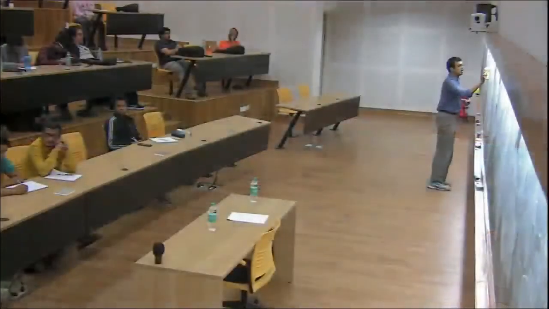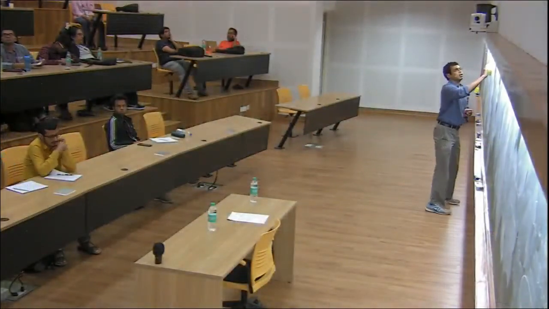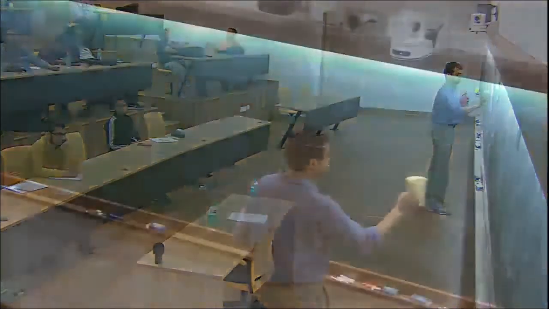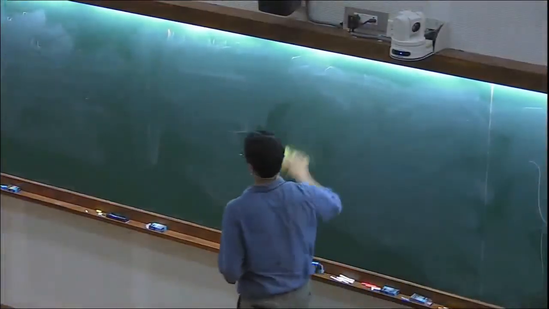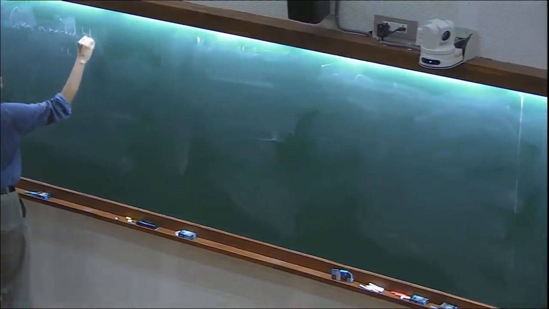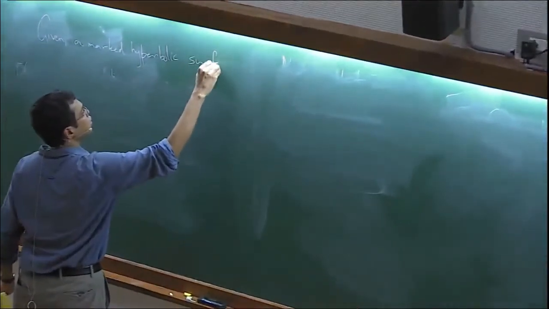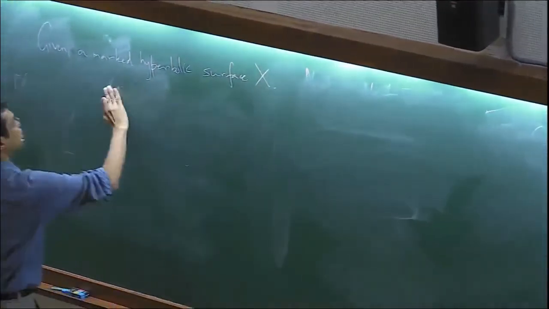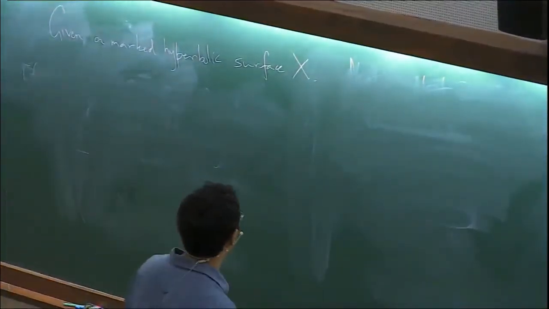So this time I'll start with a marked hyperbolic surface. Marked hyperbolic metric on S_{g,b}. Okay, so given a marked hyperbolic surface X. So now we know what surface we are talking about in S_{g,b}.